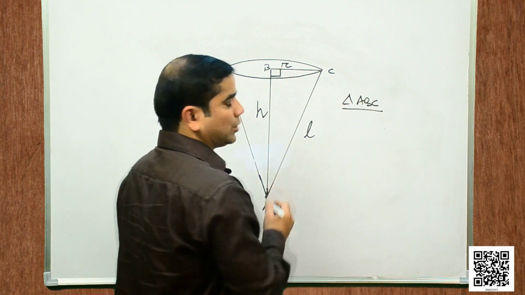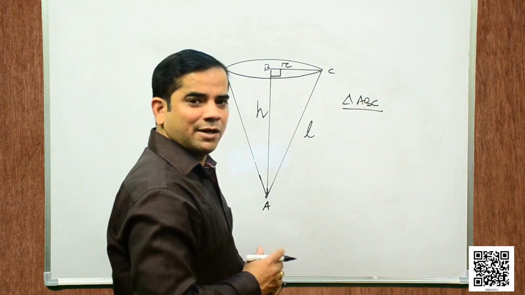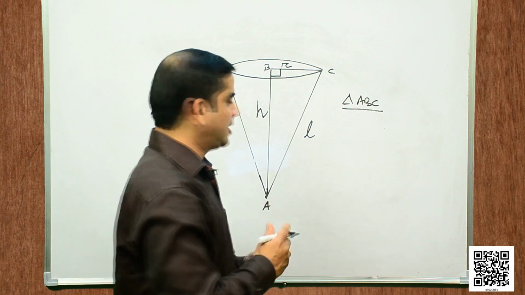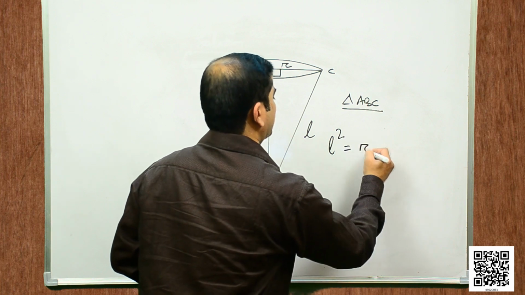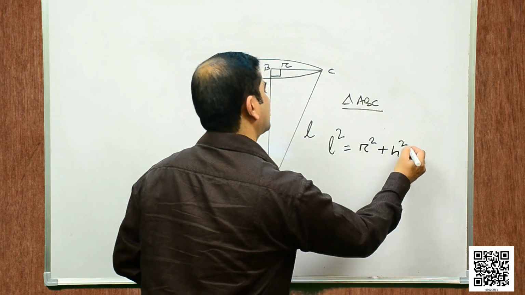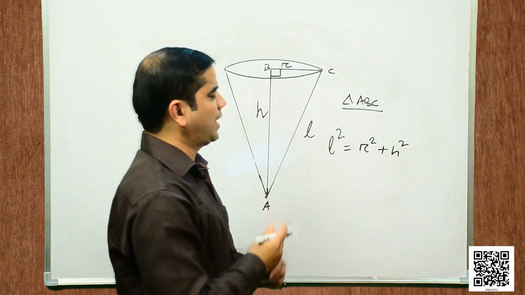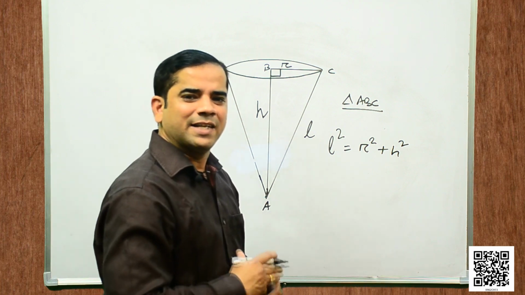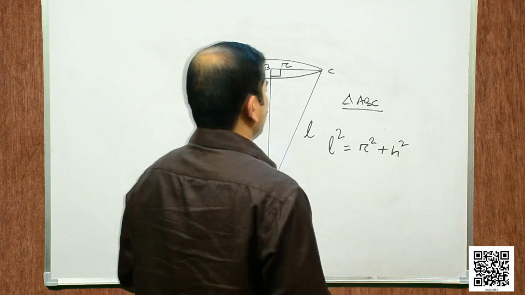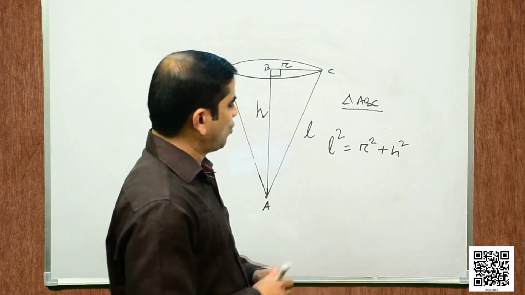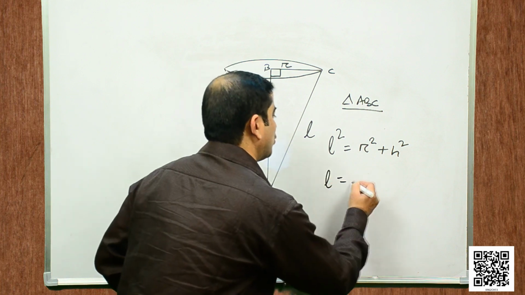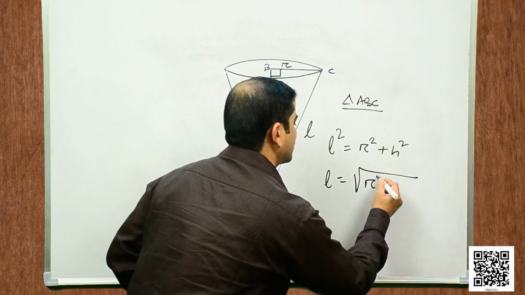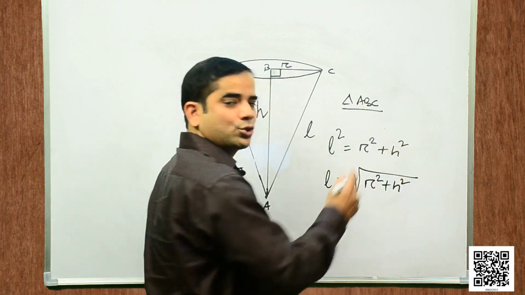We know that in a right angle triangle, according to Pythagoras theorem, hypotenuse square is equal to base square plus height square. So as per that, L square is equal to R square plus H square. Students, from this only we can find out the length of L. So L is equal to square root of R square plus H square.